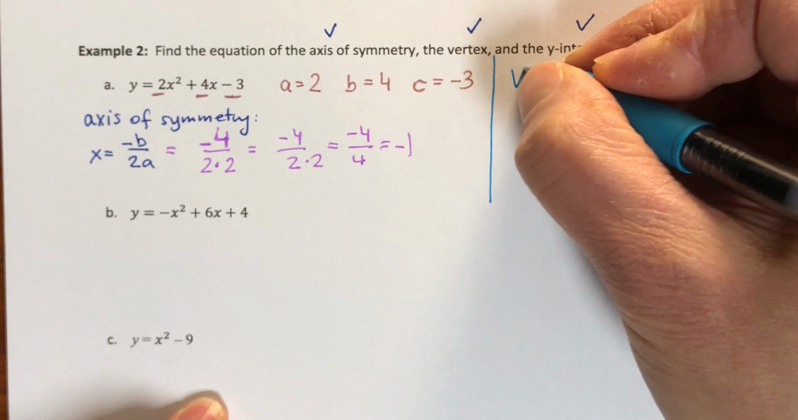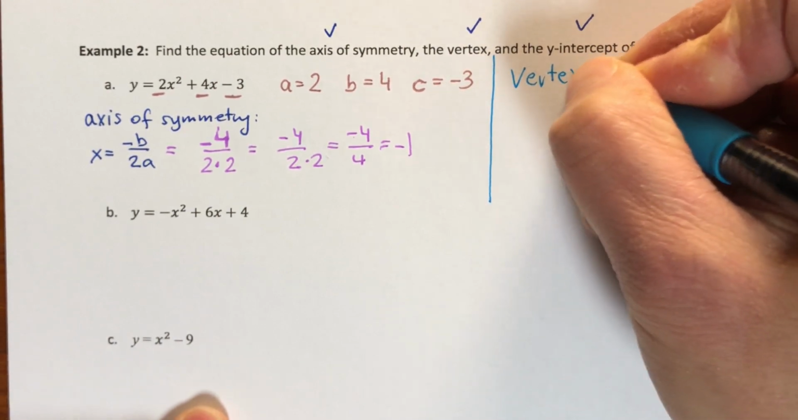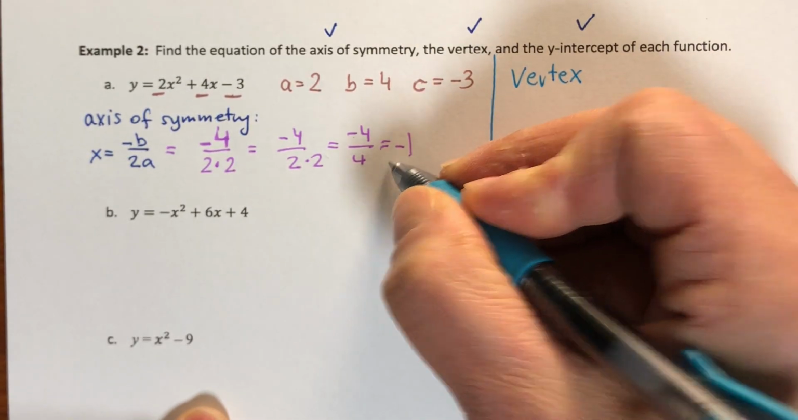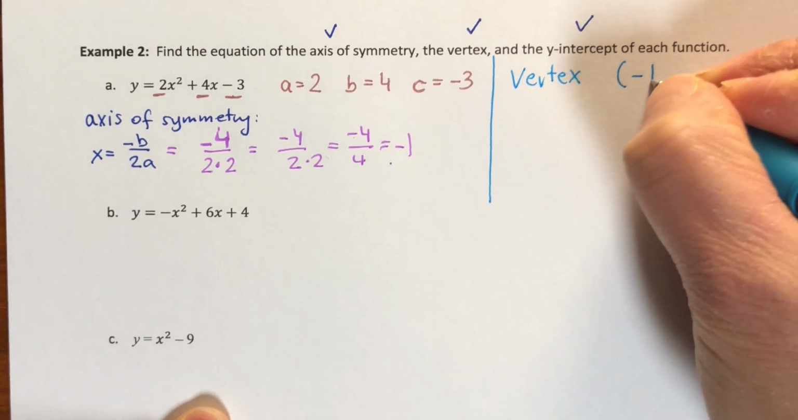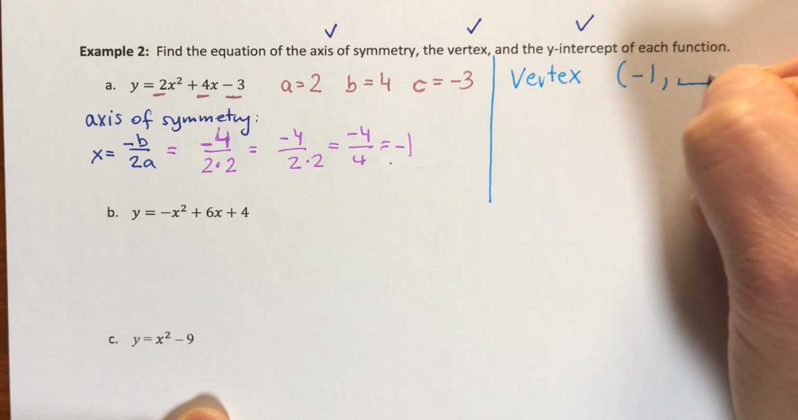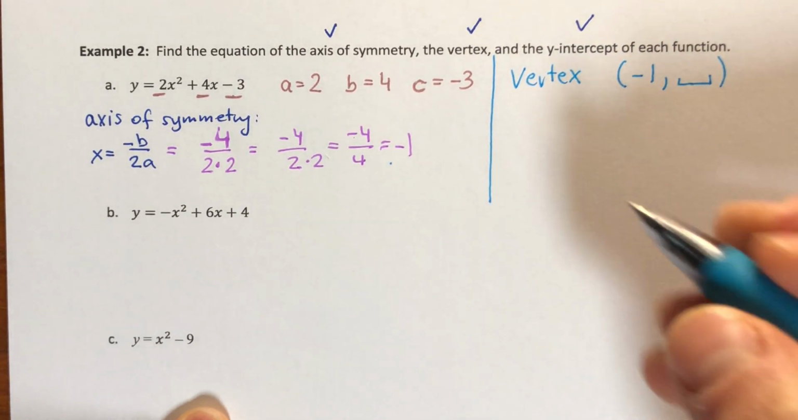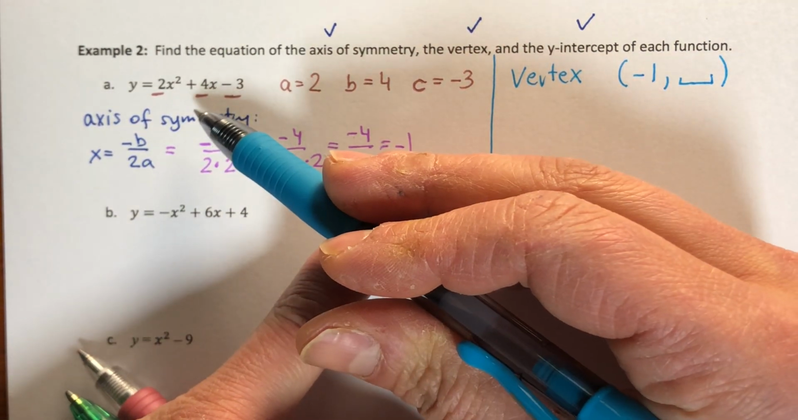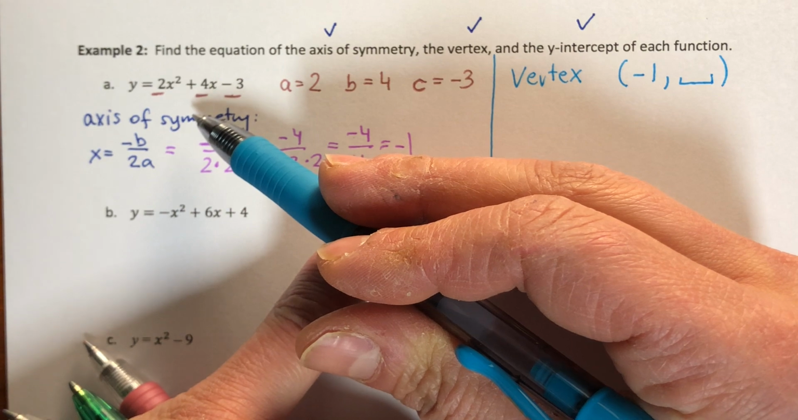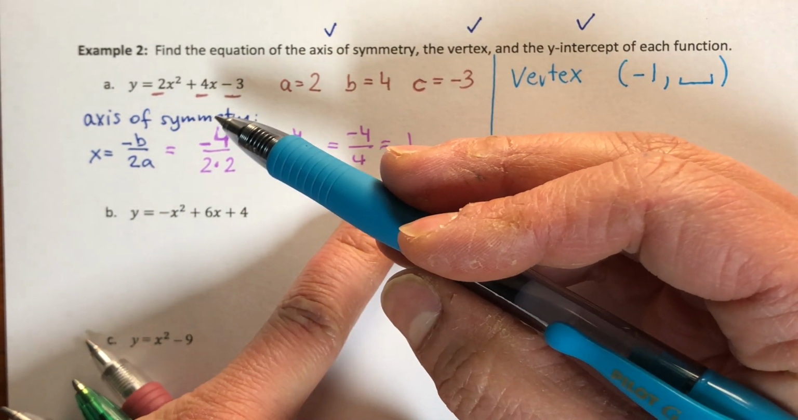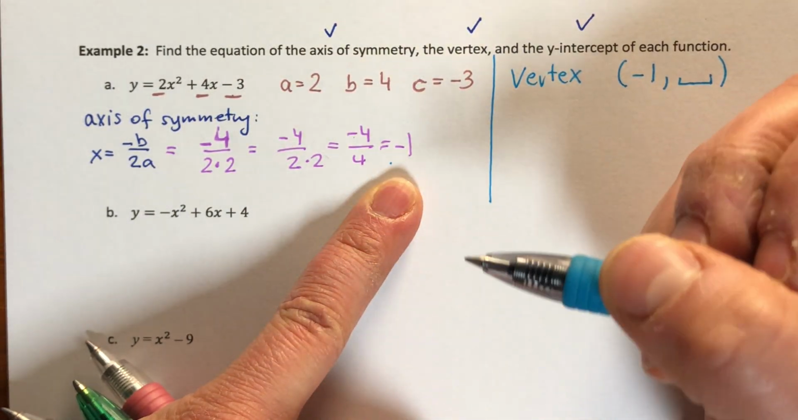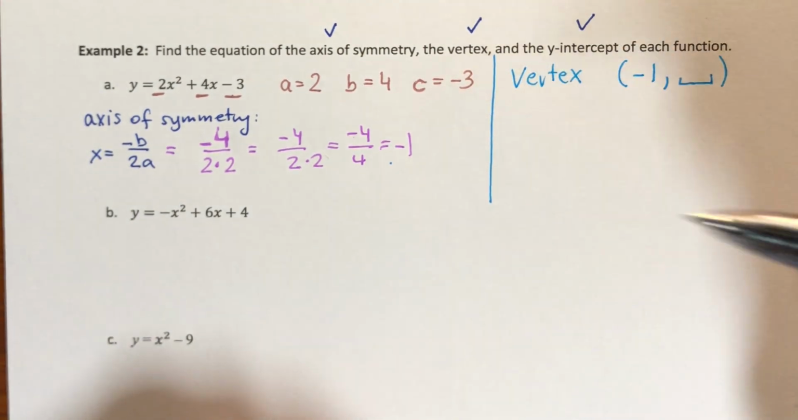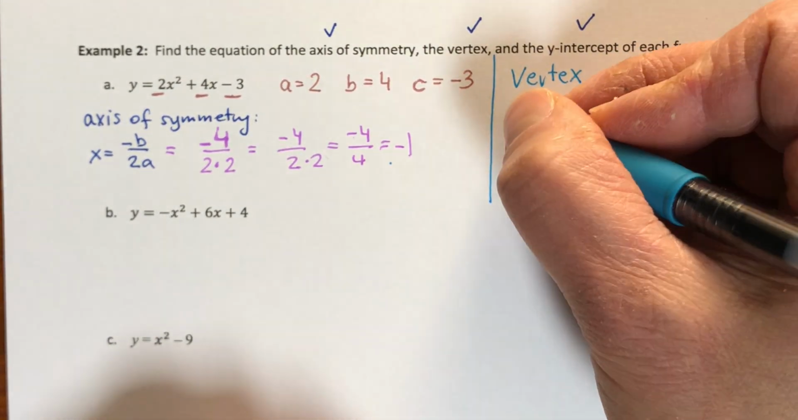Now, vertex. We know that the axis of symmetry is the x-coordinate of the vertex. So now we need to find the y-coordinate of the vertex. If you put -1 everywhere in place of x into our equation, and then follow all the order of operation and do only legal operations, then you will find your y-coordinate.